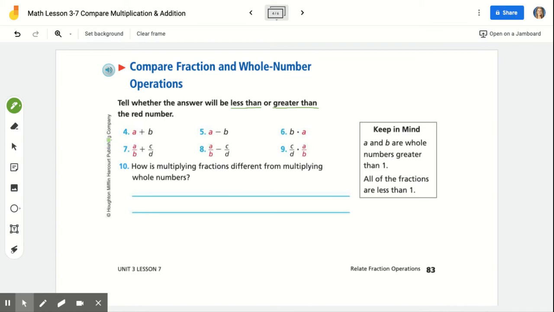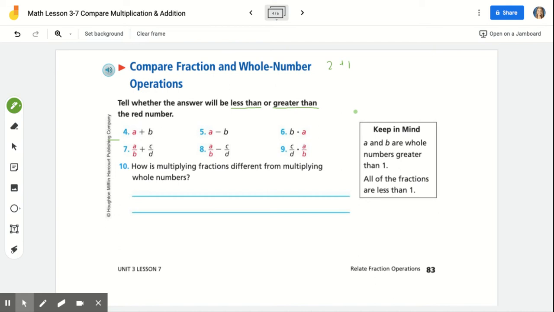Let's kind of split this up. Let's just be looking at 4, 5, and 6. These all involve whole numbers, addition, subtraction, multiplication. We are predicting if our answer will be bigger or less than the variable that's in red. So what I like to do for variables is replace them with easy peasy numbers. I want you to do this with me on the side. Let's take a look at number 4, A plus B. Let's replace that with the easy peasy numbers of 2 plus 1. Go ahead and write 2 plus 1 out for me.